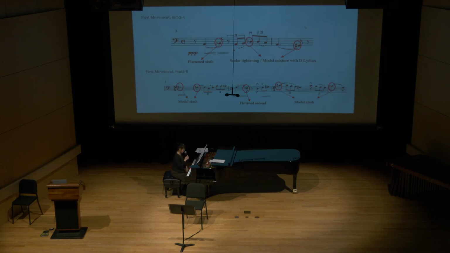And the F and F sharp, C and C sharp suggest the modal clash with D Dorian, which includes F and C, and the D Lydian, which includes F sharp, C sharp. And the E flat in measure 6 is a flat second.